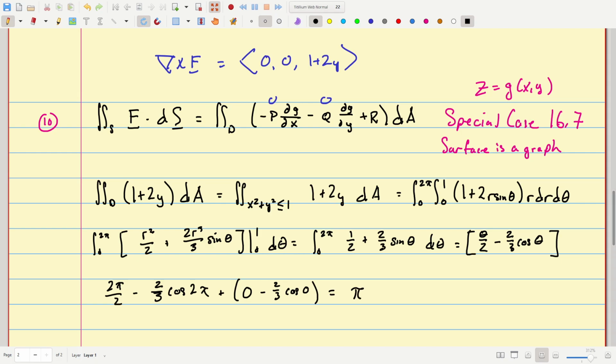So we get pi, because I wrote the wrong thing. All right, sorry, that should be my sign. Today's not my day. Sorry about this. All right. So we have 2/3, and what's the cosine of 2 pi? And then minus minus, which is a plus. And what's the cosine of 0? So we just get pi.